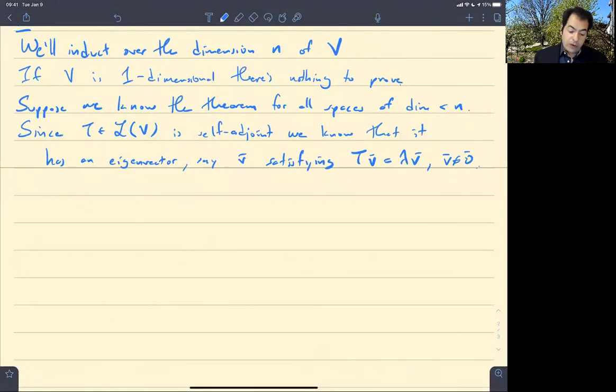Actually, this we know for an arbitrary linear map when we're working over the complex numbers: there are eigenvectors. What's special here is that we know λ is a real number, and any eigenvectors corresponding to other eigenvalues have to be orthogonal to v. So let's let U be the span of the orthogonal complement.